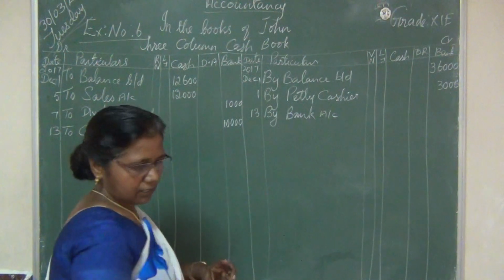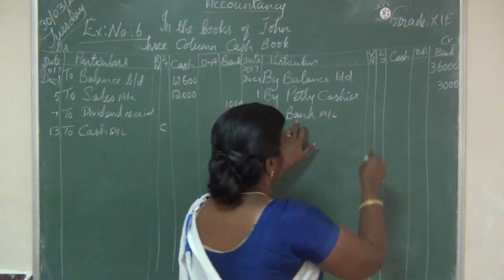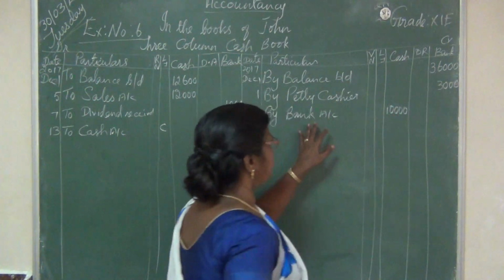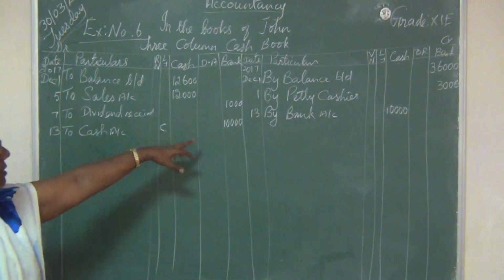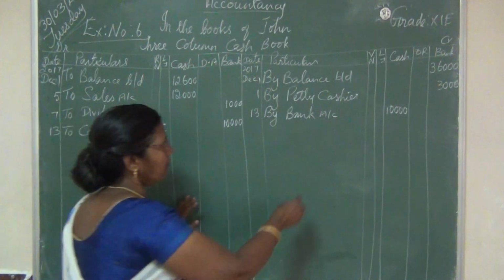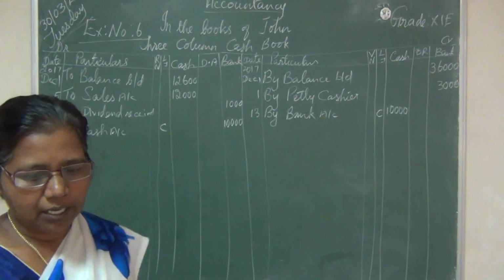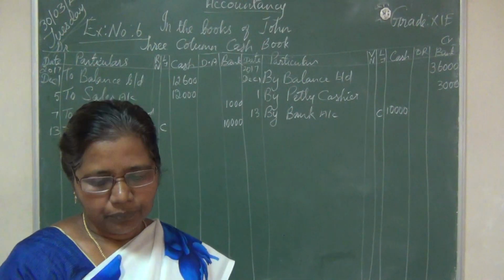We should enter this amount in the cash column, 10,000. Here it is a payment: cash we pay and the bank is receiving. That's why cash we have credited. Okay, you write C in the LF column. It is a contra entry, so we need to post both sides.